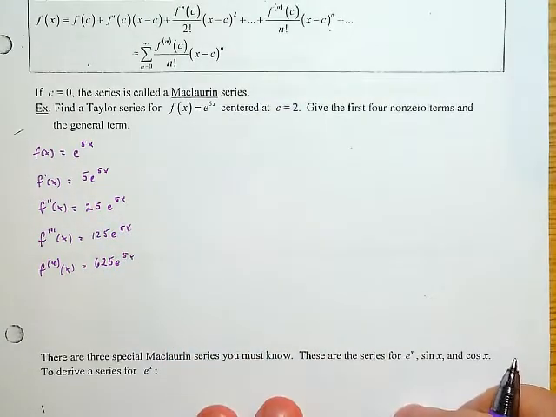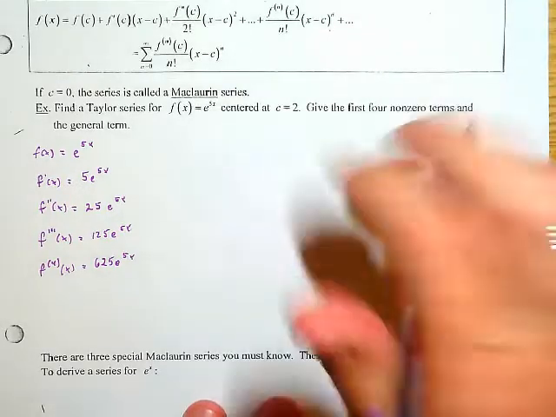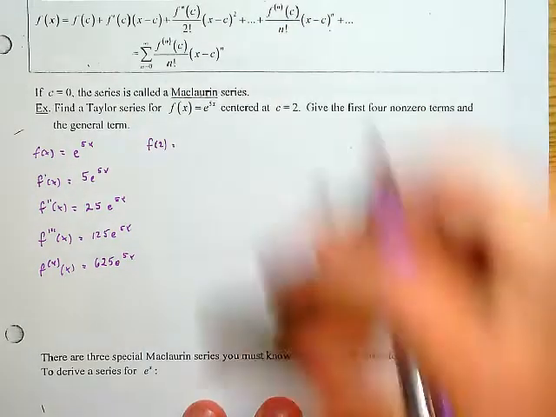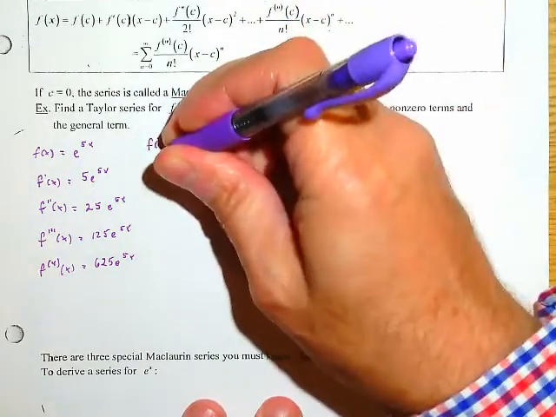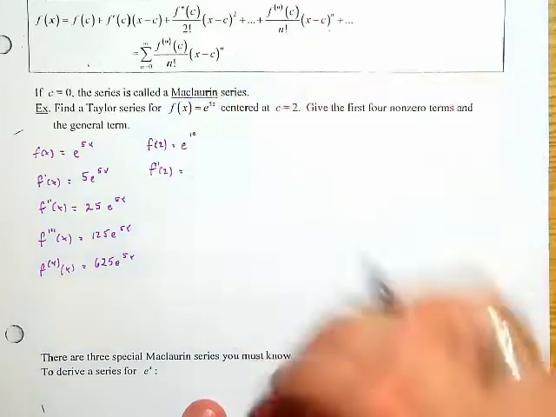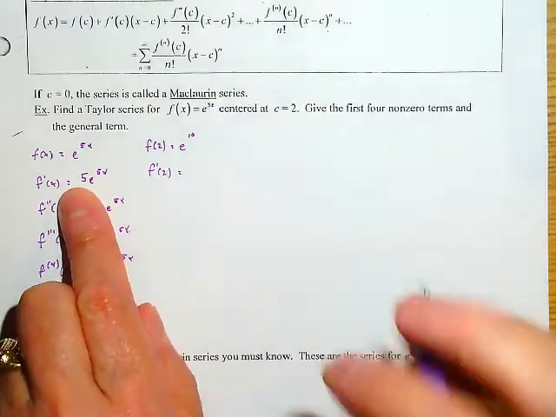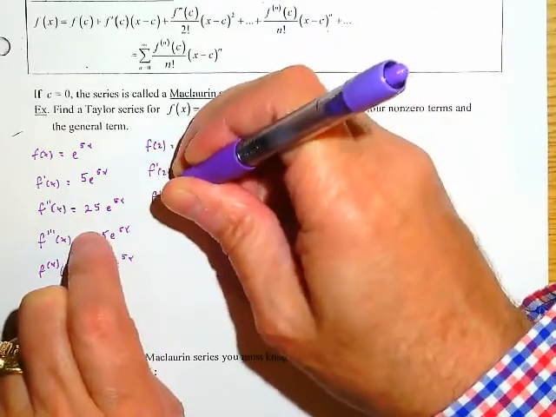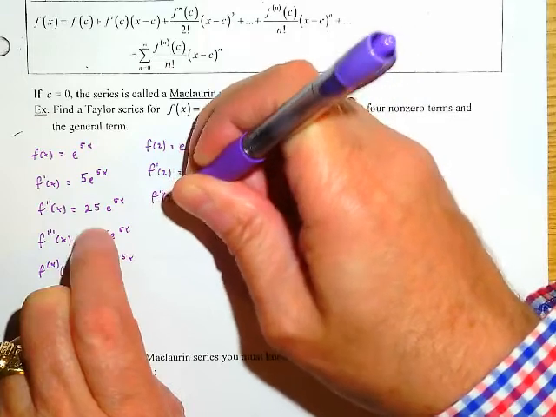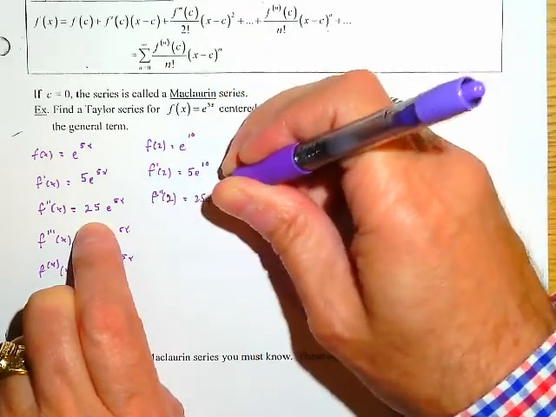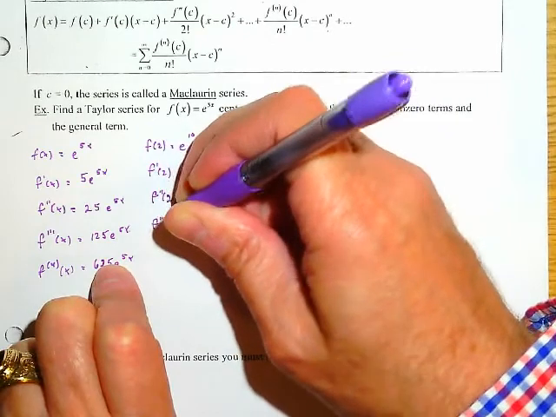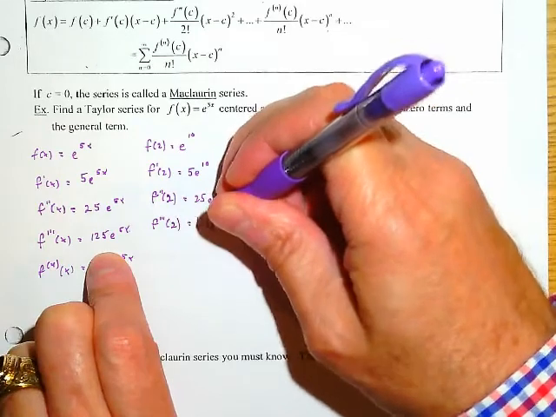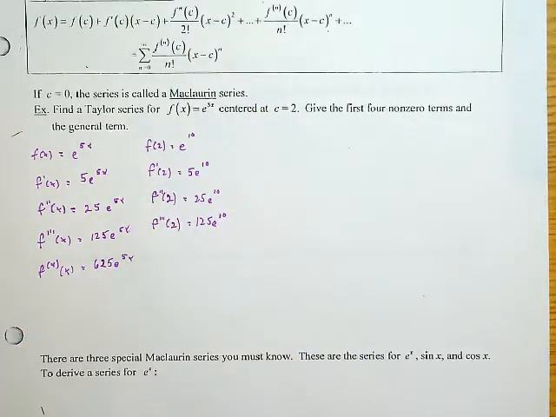However, I need this centered at c equals 2, so I'm going to evaluate each of those. f of 2, well, that's plug in the x there, we get e to the 10th. f prime at 2, that's going to be 5 times e to the 10th. f double prime, the second derivative, 25 e to the 10th. And the third derivative at 2 is going to be 125 e to the 10th. Okay, we'll see if that's enough there.